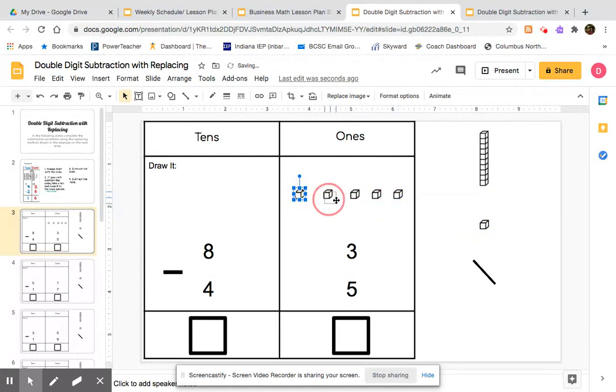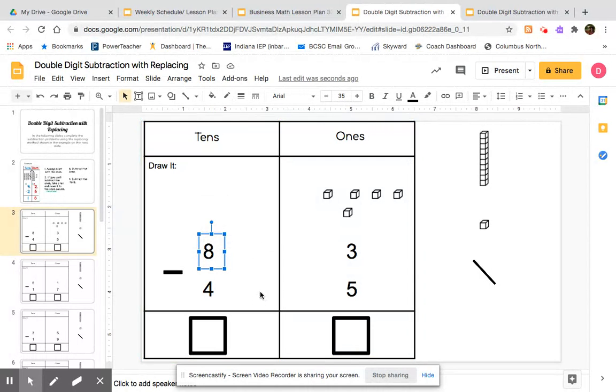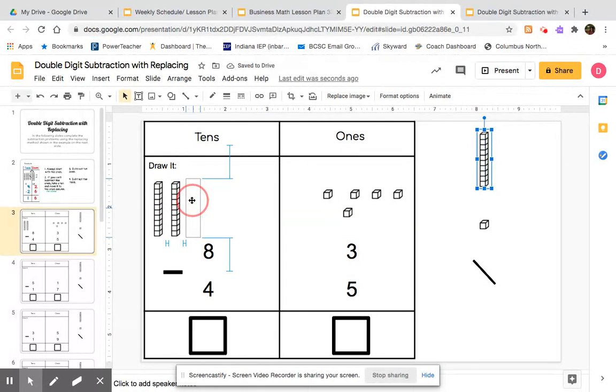Okay, go ahead and move this one. Okay, now we're going to go to our tens place. We need to set up the bigger number. So we have an 8 and we have a 4. Now 8 is the bigger number, so I'm going to put 8 of my tens over here in my tens place. Remember, we use the rod because we are in the tens place, so we have to make sure there are 10 in the tens place.